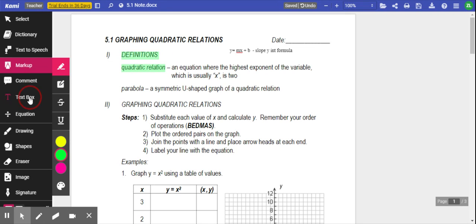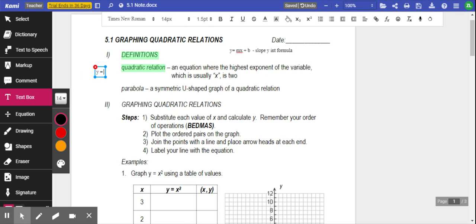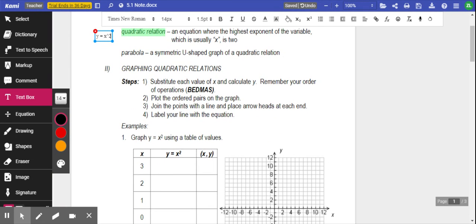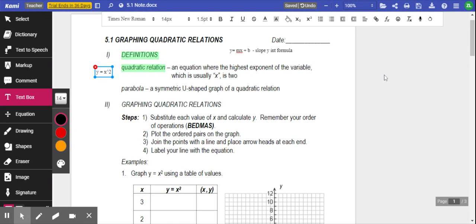which are something that we have not done before, but basically a quadratic relation is anything to the exponent of 2. So in this case, a quadratic relation is an equation where the highest exponent of the variable, which is usually x, is 2. And what it looks like when you graph that equation is a U-shaped graph. We call this a parabola, which is a symmetrical U-shaped graph, which means if it's split right in the middle, it will be the exact same on both sides.